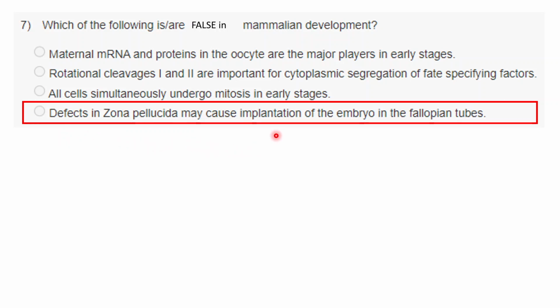The zona pellucida may lead to implantation in the fallopian tube. Because if fertilization has already happened, which is also in the fallopian tube, and the zona pellucida disappears before even reaching the uterus, then we can have an implantation in the fallopian tube. Yes, I think you are correct.